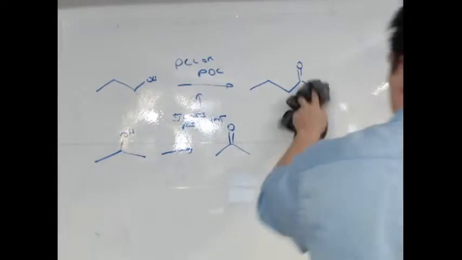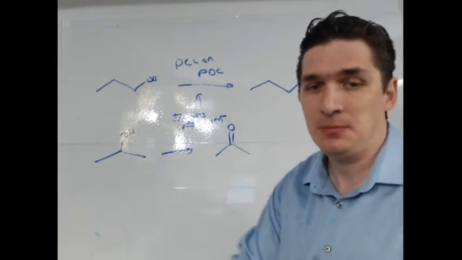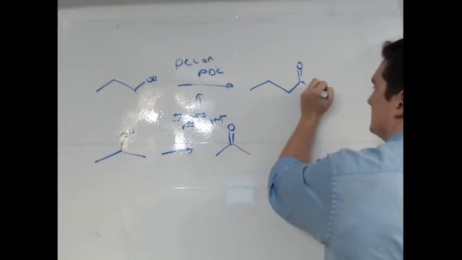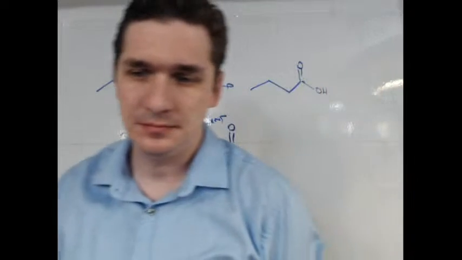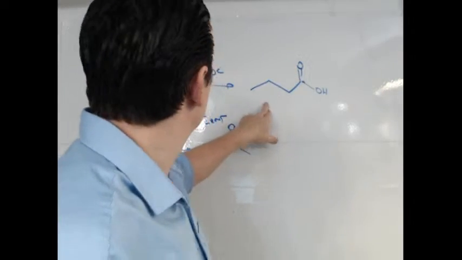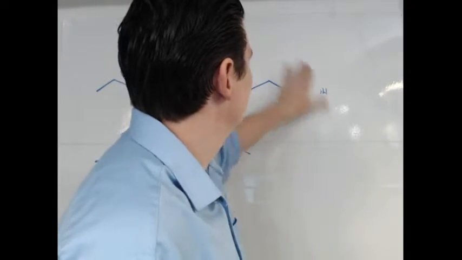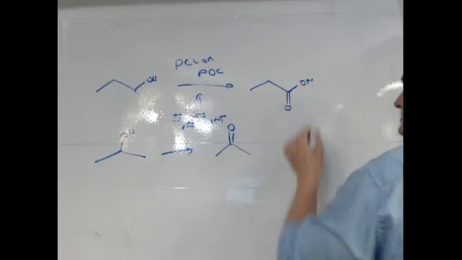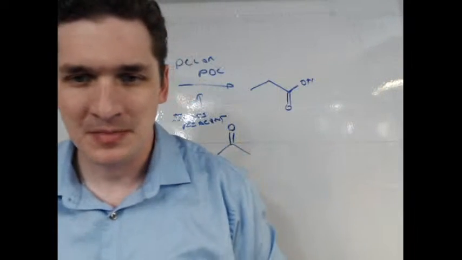Yes, so this carboxylic acid, any primary alcohol with Jones reagent is going to form a carboxylic acid. Yeah, when I type that in, oh, I'm sorry. That's butanoic acid. It's propanoic acid. Sorry, I added an extra carbon.